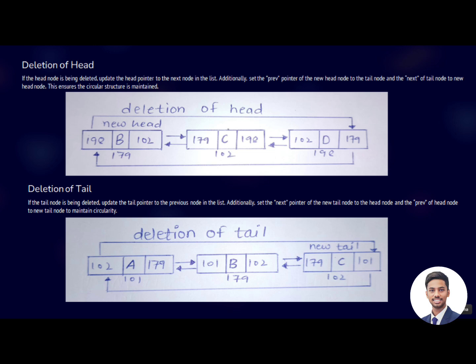To delete at the end, if the tail node is being deleted, update the tail pointer to the previous node in the list. Additionally, set the next pointer of the tail node to the head node and the previous of the head node to the tail node to maintain the circularity.